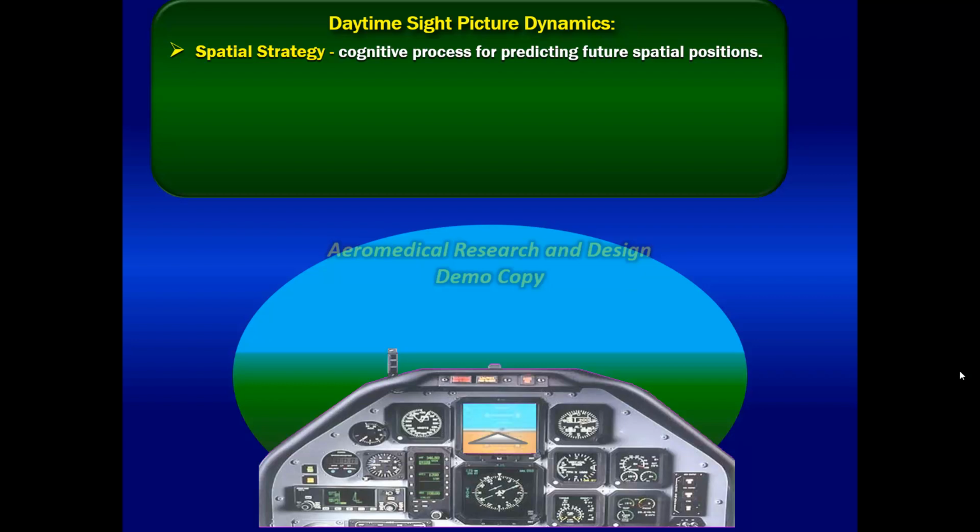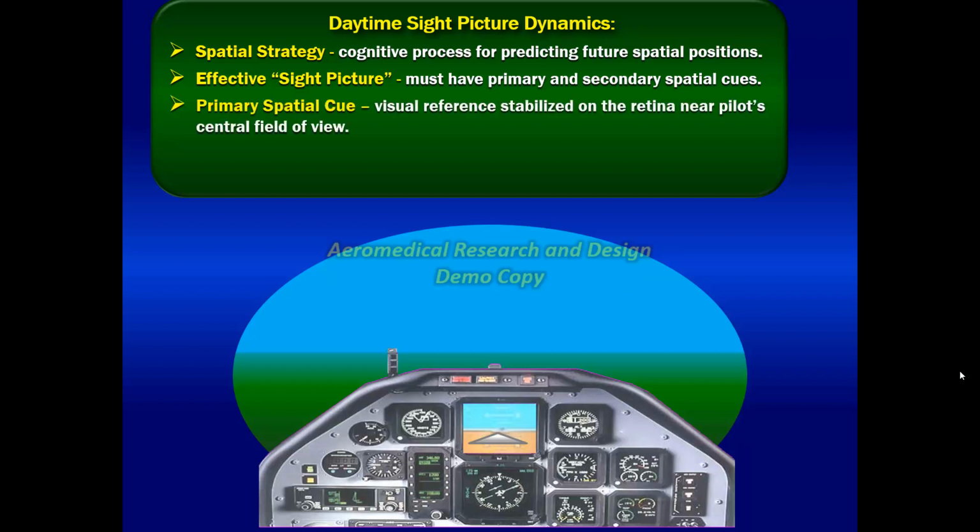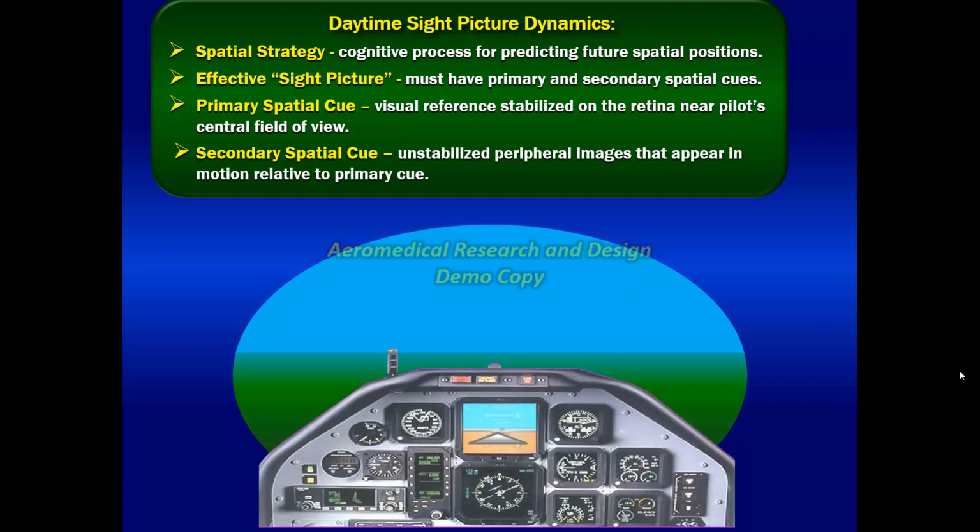When describing in-flight spatial relationships, the term sight picture is often used to explain how visual cues interact within a pilot's field of view. Researchers have further determined that in order to develop an effective spatial strategy, a pilot's sight picture must have a minimum of 2 specific visual components defined as primary and secondary spatial cues. The term primary spatial cue refers to a visual reference that is stabilized on the retina either on or near a pilot's central field of view, and secondary spatial cues are defined as unstabilized peripheral images that will often appear in motion relative to the centered primary cue.